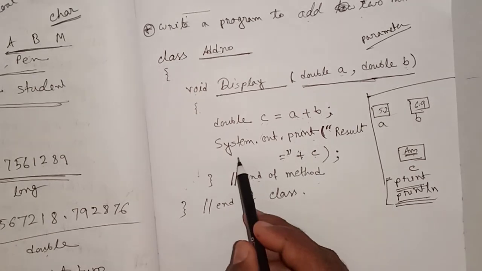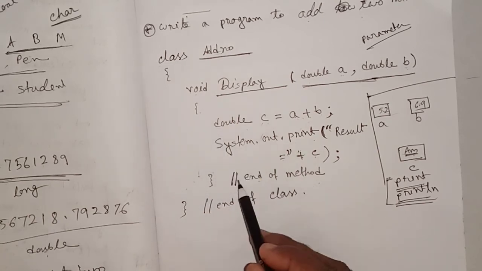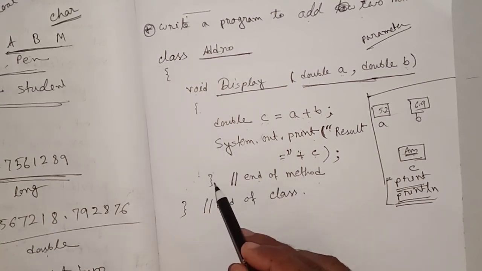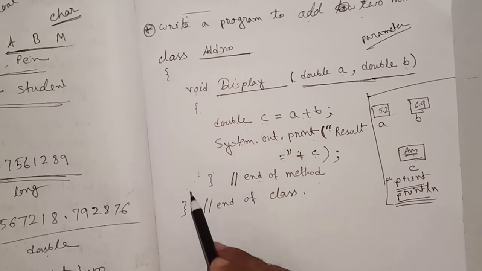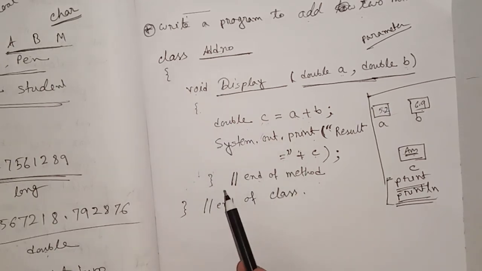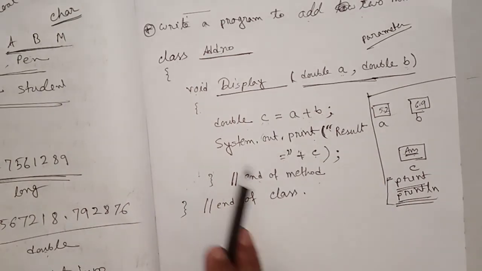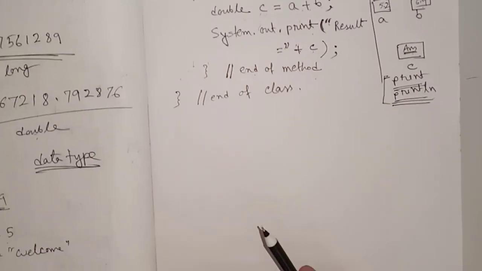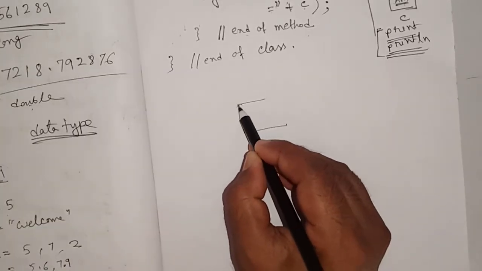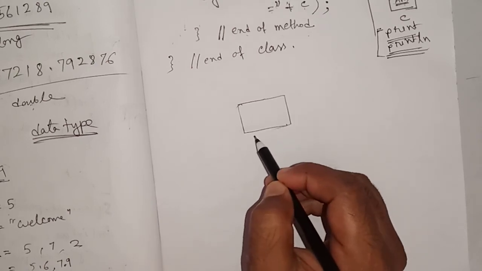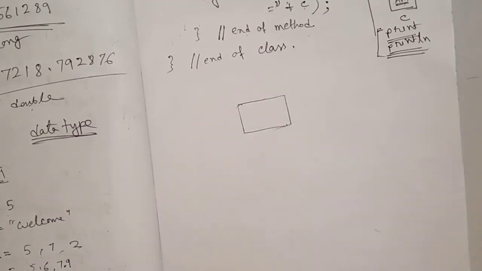Okay, this is the closing braces of the method. This is called braces. Okay, the method, and this is the closing braces of the class. Okay, I hope all of you are clear on this. So when you run this program, you can see a box here. Okay, in the next video I will explain how to run and do all those things.